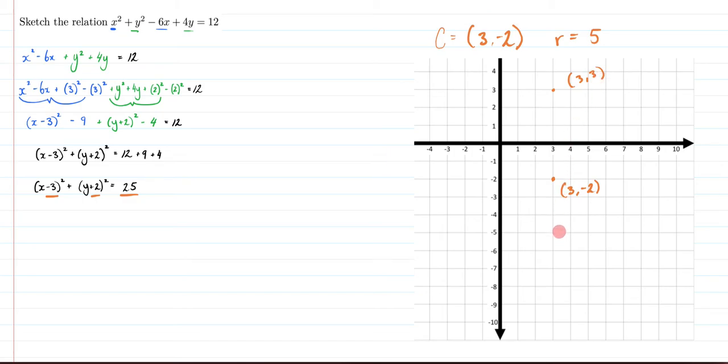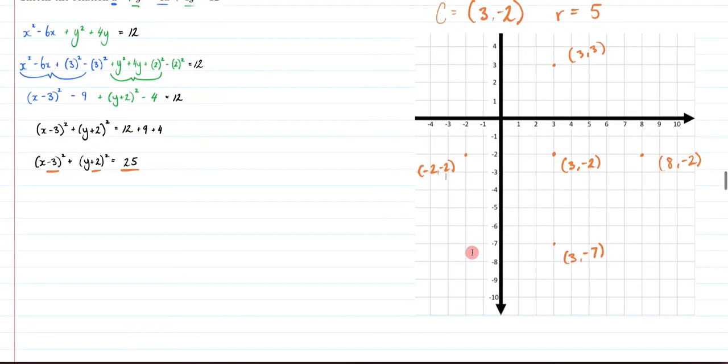I then need to find how far lower it goes. So I'm going to take minus 2 and minus 5. So it's going to be 3, negative 7. I then am going to find how far right it's going to be. So this time I'm going to get my x and plus 5. It's going to go to 8. So 8, negative 2. And then I'm going to take my 3 and minus 5 and come to negative 2. Negative 2, negative 2.